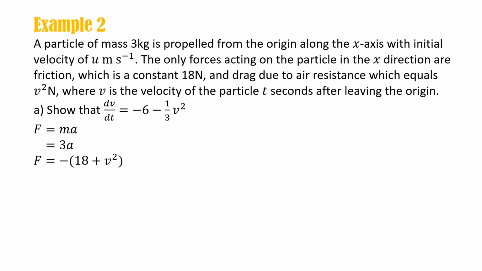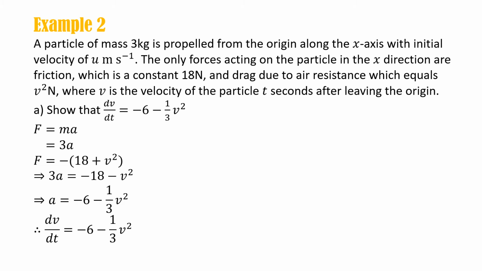dv/dt is going to be our acceleration. We know that 3 lots of that acceleration is equal to -18 minus v squared. So I'm just going to divide everything by 3, and we get that a is equal to -6 minus 1/3 of v squared. Like I said, a is dv/dt. So therefore dv/dt equals -6 minus 1/3 v squared, as required.